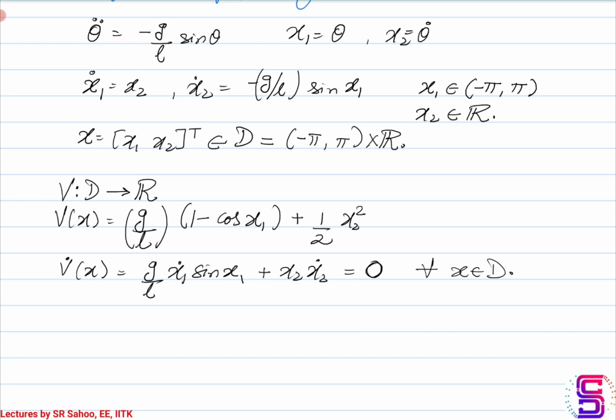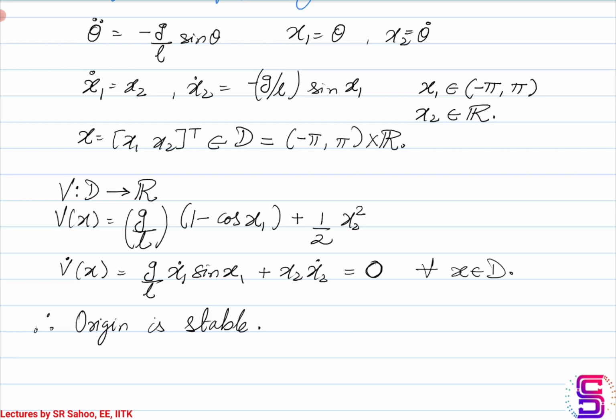Okay, so V dot is essentially negative semi-definite. Equal to 0 means it is satisfying the inequality less than or equal to 0 as well. So in such a case, we can conclude that origin is stable. We cannot conclude whether origin is asymptotically stable or not.